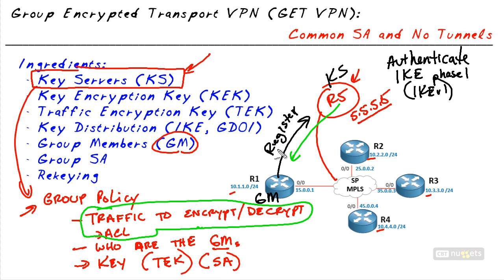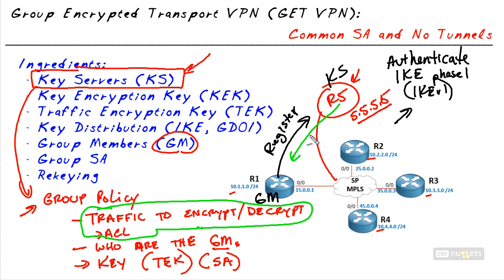And the communication of all that policy from the key server who has that policy down to the group member who wants that policy is done using the protection of the IKE v1 tunnel. And that way anybody eavesdropping on the network won't be able to discover what the keys are and the SAs are and the policy is.